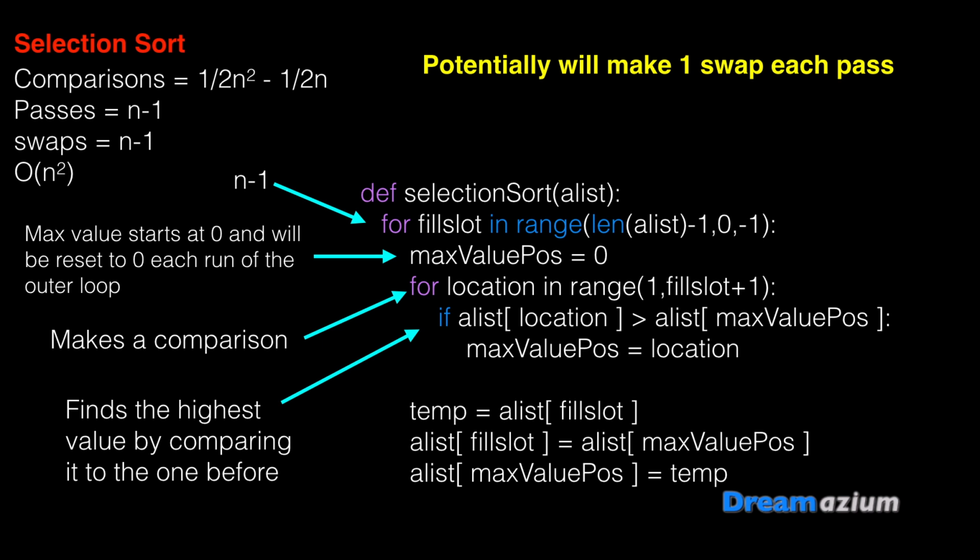In the second for loop, which is nested in the first, location in range steps through the list. It starts at 1 because it's not going to check 0 against 0. It's going to check whatever is in 0 against whatever is in element 1. The fill slot is going to be the last position in the list. The if condition makes the comparison and then runs the code if the conditions of the comparison are met. The final piece of code is where the swap takes place.